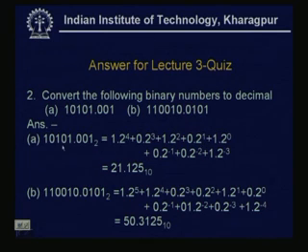1 into 2 to the power 0, and the non-integer part is 0 into 2 to the power minus 1, 0 into 2 to the power minus 2, 1 into 2 to the power minus 3. If we do this computation, we get 21.125 in the decimal number system. Similarly, for the other one we get 50.3125 in decimal.